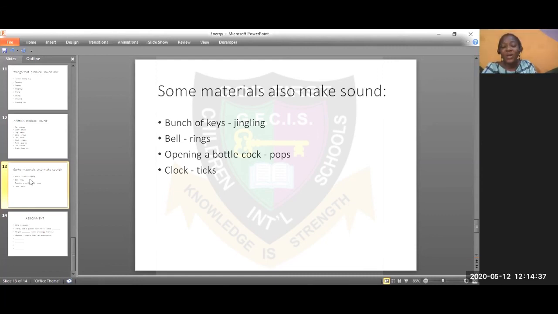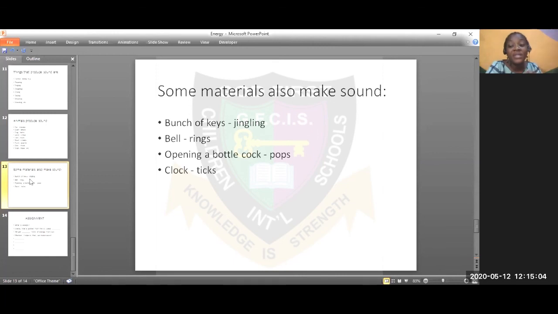So a bottle cork does what? Pops. You hear the sound. Pop, pop. What about your clock? Tick, says the clock. Tick, tick. What you have to do, do quick. Meaning that a clock ticks. Meaning that a clock does what? Ticks. So what are the things that make sound here as we have discussed so far?